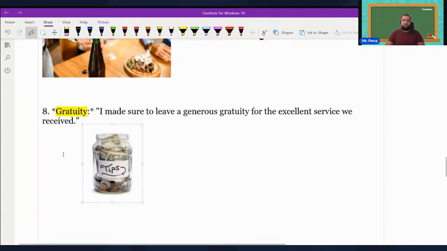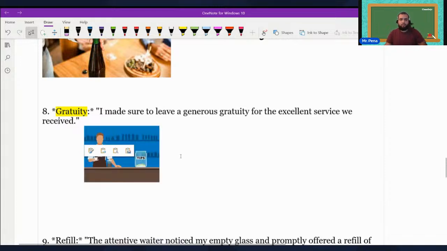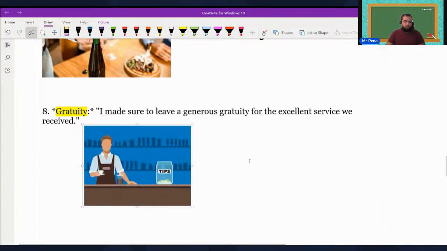Try this picture. I like this picture better. Gratuity. The waiter needs his money. I made sure to leave a generous gratuity for the excellent service we received. Here's a simple sentence. Yes.